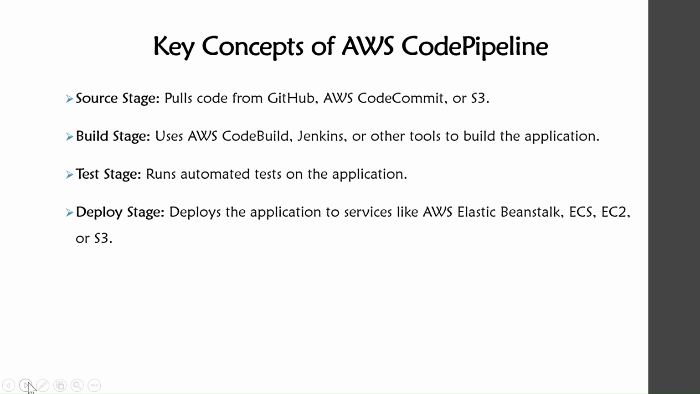So the last thing we have is the deploy stage. Finally, the deploy stage is where the application is deployed to the chosen environment. This could be an EC2 instance or S3 buckets, depending on the application type and the infrastructure. The deploy stage ensures that the latest version of the application is available to the users and can be rolled back or updated if necessary. So these stages work together to automate the entire software delivery process, ensuring faster and more efficient deployment with minimal manual intervention.